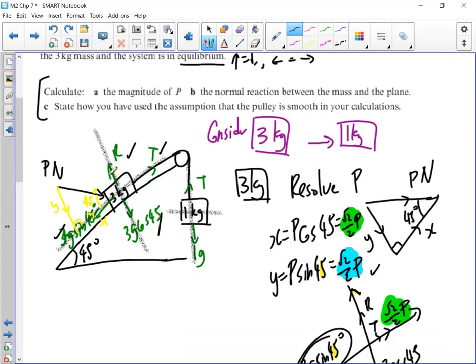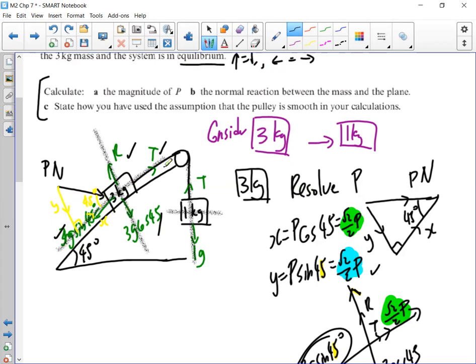For the 1 kilogram block, we've got tension pulling upwards and the weight acting downwards. Next step, for the 3 kilogram block, you draw a pair of axes, or you can see an invisible pair of axes. I do have to write it in there just to let you visualize it, but in the exam, you don't have to. You understand P is not on the axis, so we have to resolve P Newton. Resolving means drawing a right angle triangle on the x-axis.